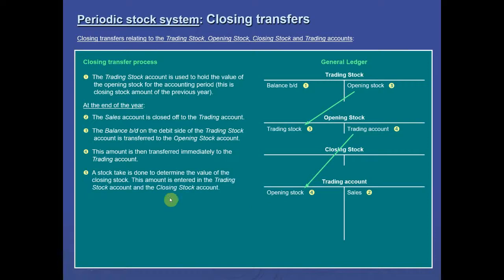The stock take is done to determine the value of the closing stock. This amount is entered in the trading stock account and the closing stock account. So we have now the closing stock after the stock take. So we therefore credit our closing stock account. We debit trading stock. These are contra entries to each other.